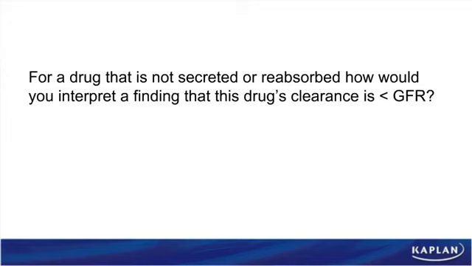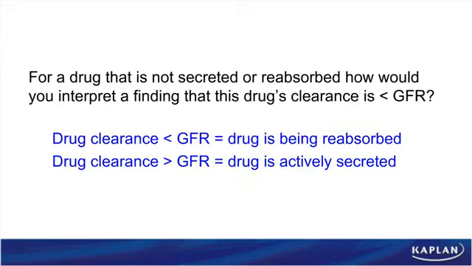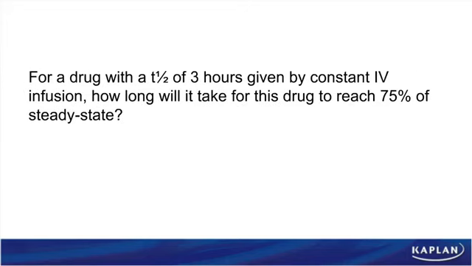For a drug that is not secreted or reabsorbed, how would you interpret a finding that this drug's clearance is less than GFR? When the clearance is less than GFR, it means the drug is being reabsorbed from the distal tubule, while a clearance of greater than GFR means that the drug is actively secreted in the proximal tubule.